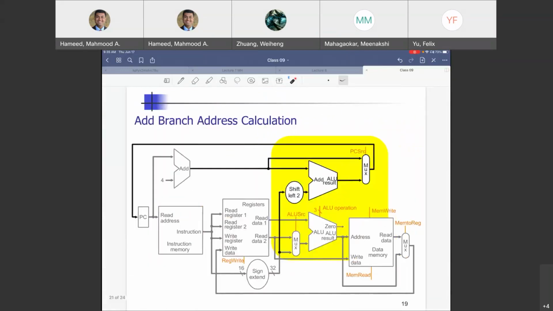Okay, let's add the branch address calculation. So branch address calculation is what? After I do the sign extender, I will need to do the shift left by 2 to multiply it by 4. Then I will need to add it with PC plus 4. Right? So PC plus 4 is coming from here. We had added this earlier. PC plus 4 comes in, gets added to the value after you multiply by 4 and having done the sign extension, that's your branch target.